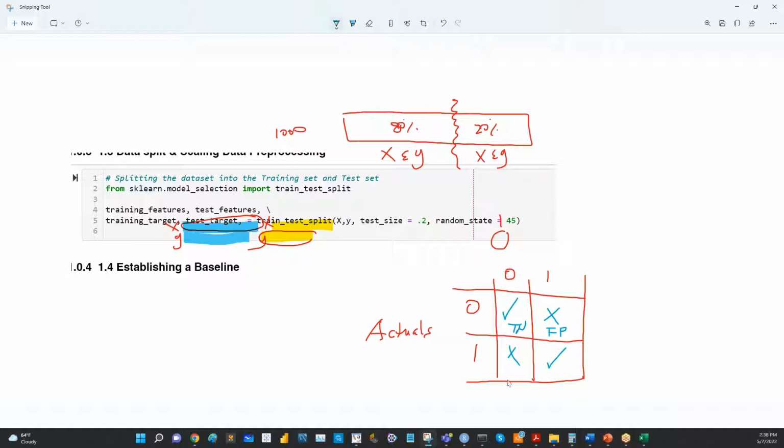1 to 0 is called false 0 or false negative. 1 to 1 is called true 1 or true positive.